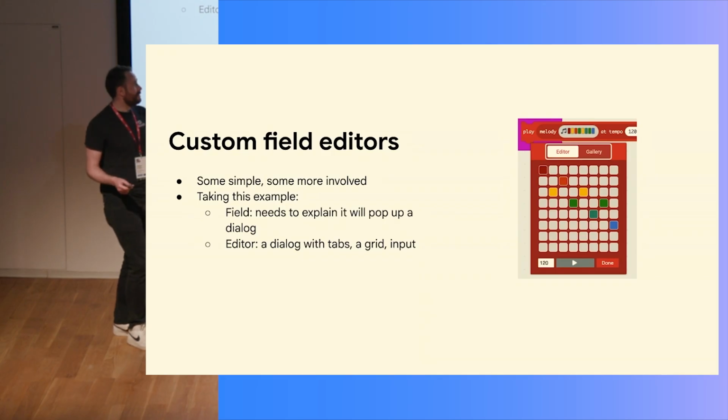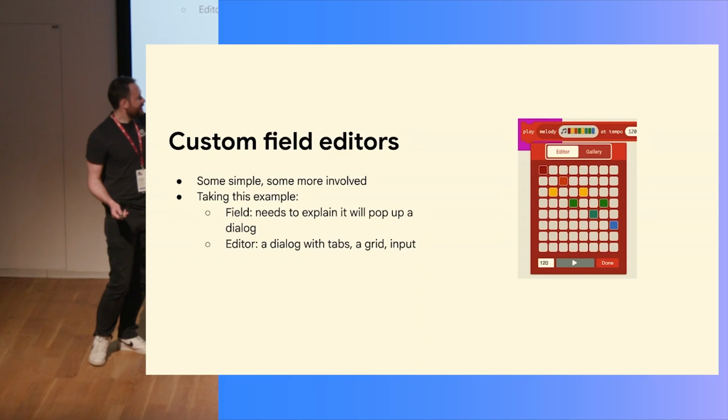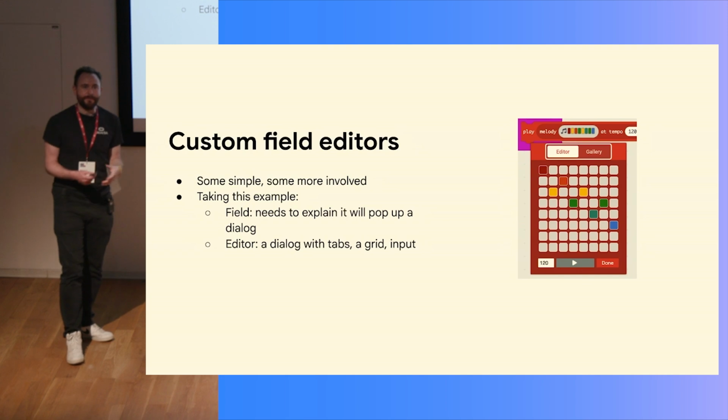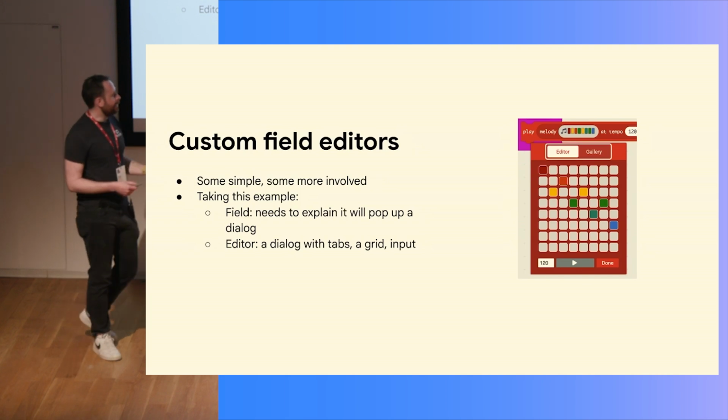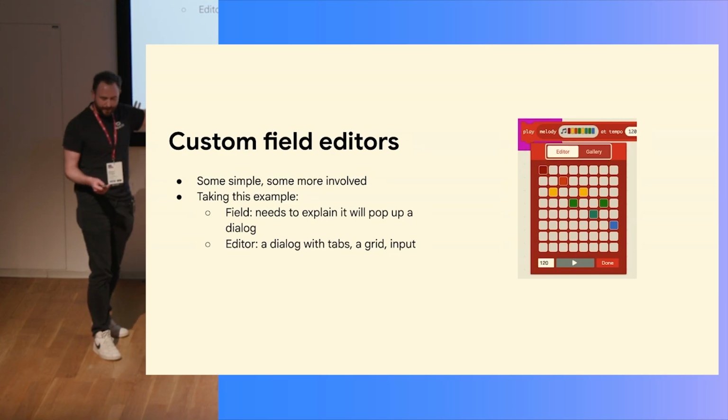It's got something with tabs in it that you can move between an editor and a gallery. It's got some fairly standard inputs at the bottom, so an input, a button to play, and a button to say that you're done with it. And then this weird grid in the middle, which is actually 8 columns, and you can have a note in each column, and that's your melody. And the note varies from pitch from the bottom to the top.